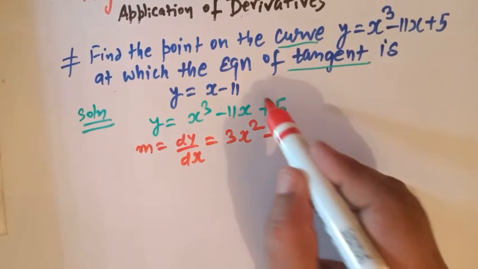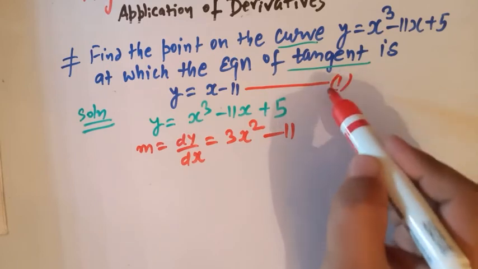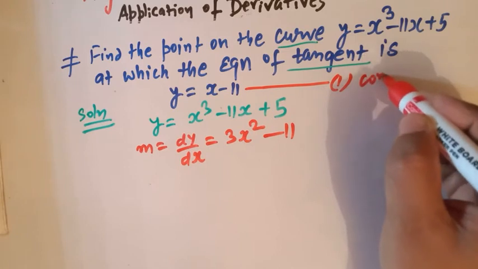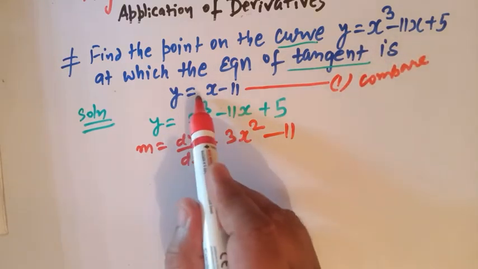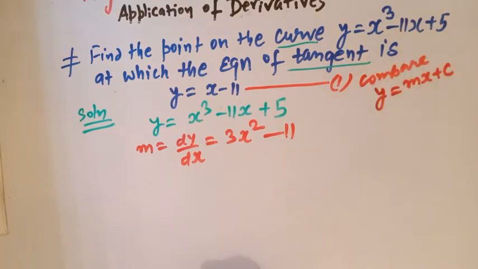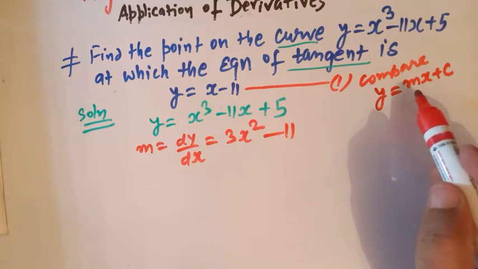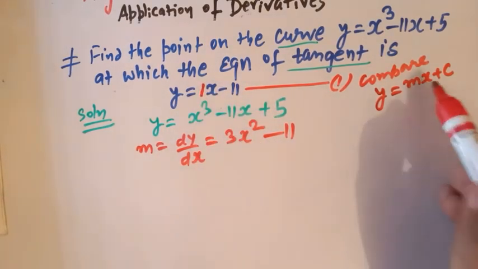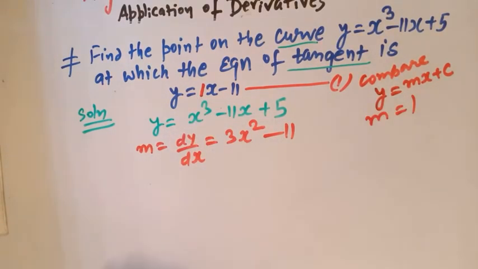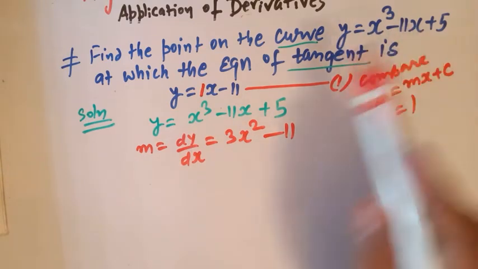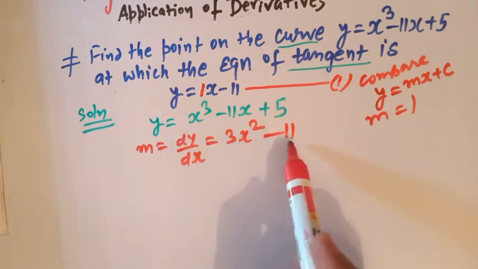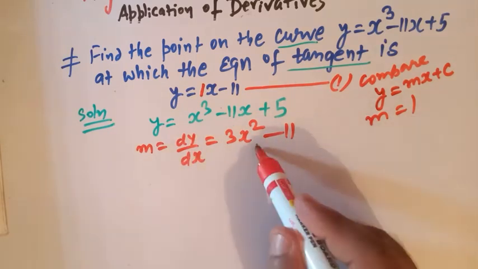Now the equation of tangent is given by this equation. So if we compare this equation with y is equal to mx plus c, then we conclude that the slope of this tangent is 1. So m is equal to 1. And from the equation of the curve, when we have differentiated both sides, we get the slope as 3x square minus 11. So this slope and this slope must be equal.